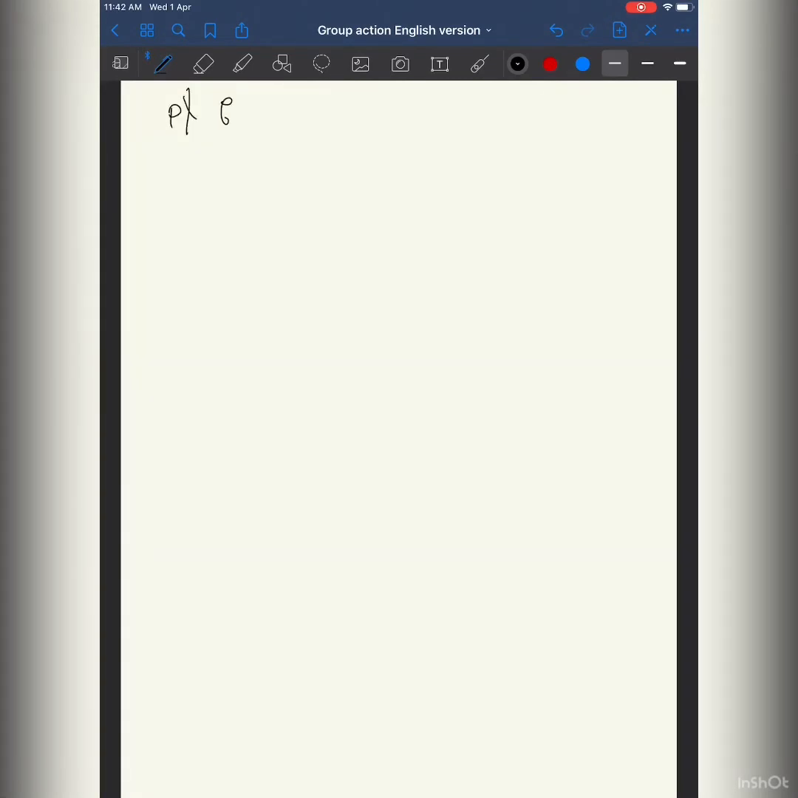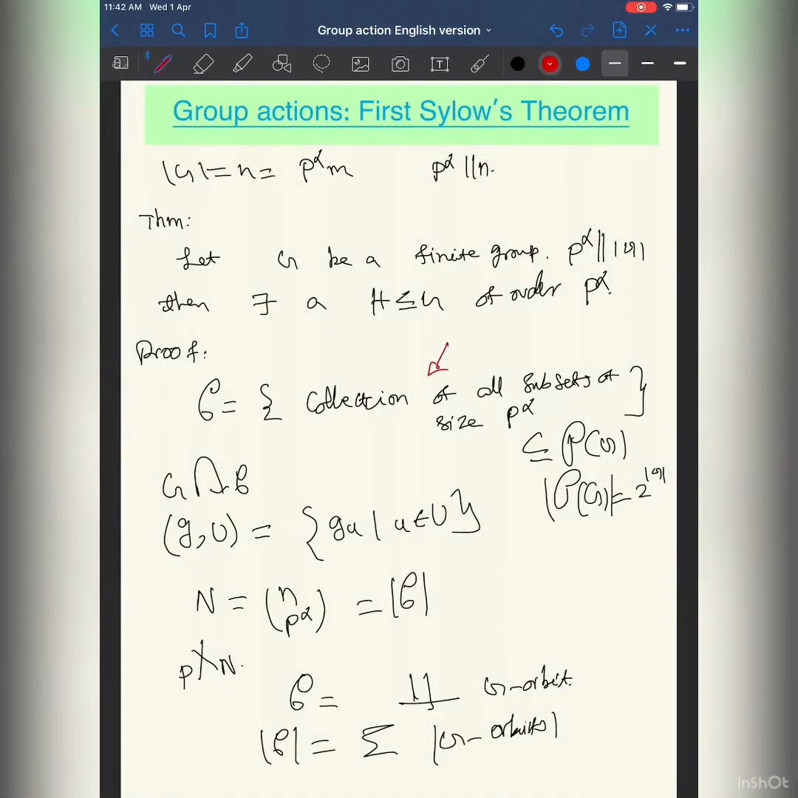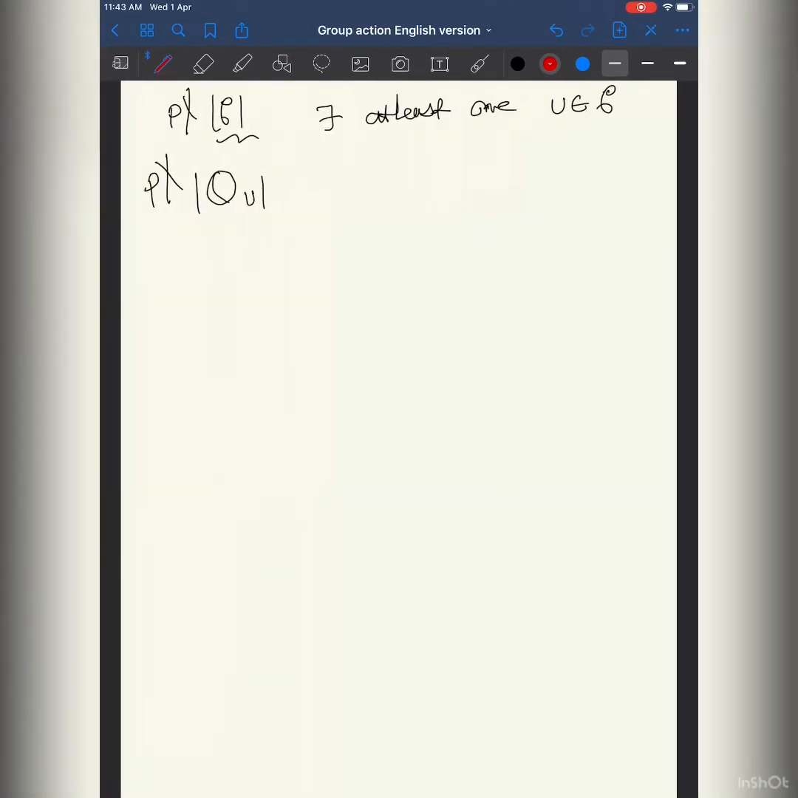Now, since p does not divide the order of the collection, there exists at least one U in the collection whose orbit size is not divisible by p. See, if every orbit were divisible by p, then the order of the collection would be divisible by p, which is not true. Hence there exists at least one such orbit, and I am choosing that orbit.